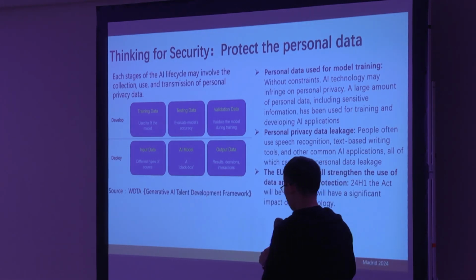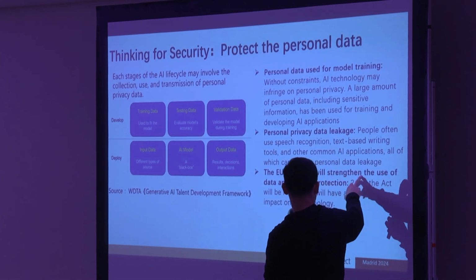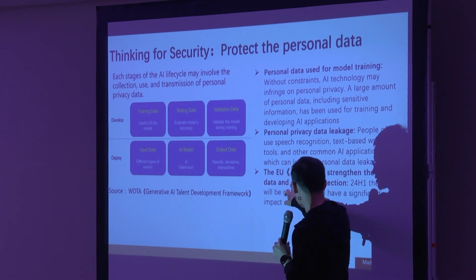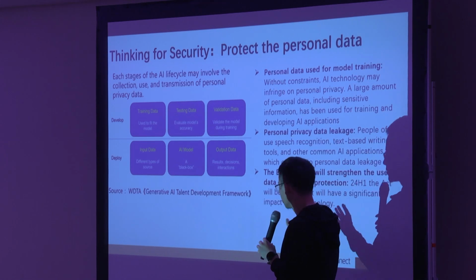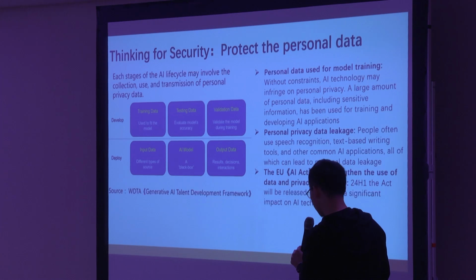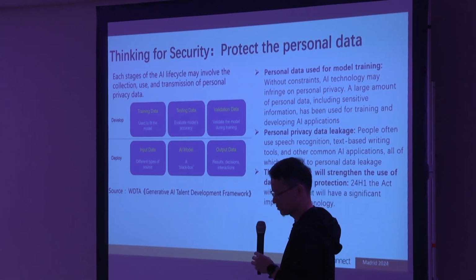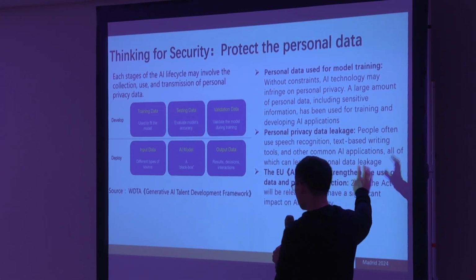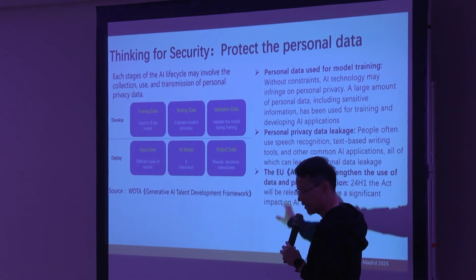I don't want to describe everything here, but I just want to say that the EU AI Act will be released this year, maybe next month. And it will strengthen the use of data and privacy protection. So it means that, just like the WDTA, Europe will try to control generative AI data and tell us how to use it and how to control it. I think it's very important globally. And in this way, we can see how to control private data at every stage of the life cycle of generative AI.